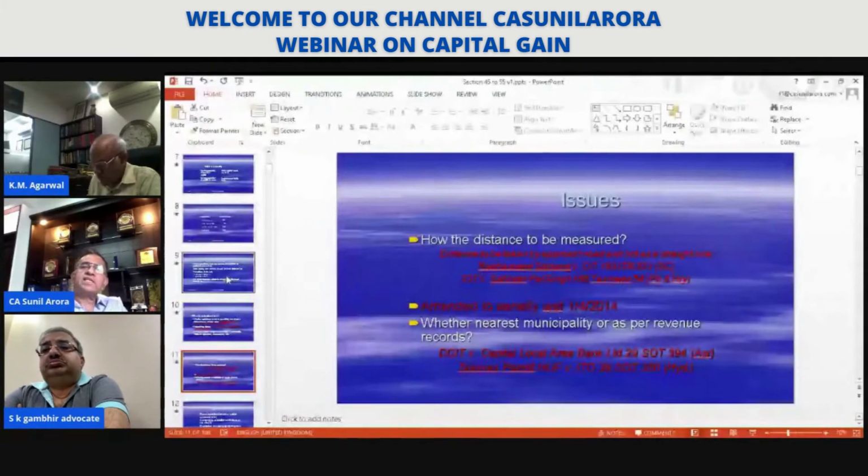Now, as far as agriculture land is concerned, earlier there were notifications for this, now it has been brought into the section itself, that the distance has to be measured. One of the questions which arose was whether the distance has to be taken by any approach road, or by a crow fly or aerial distance, or a straight line distance. This matter came up before the Supreme Court, and before that before the Punjab and Haryana High Court also in Sanjay Pal's case.